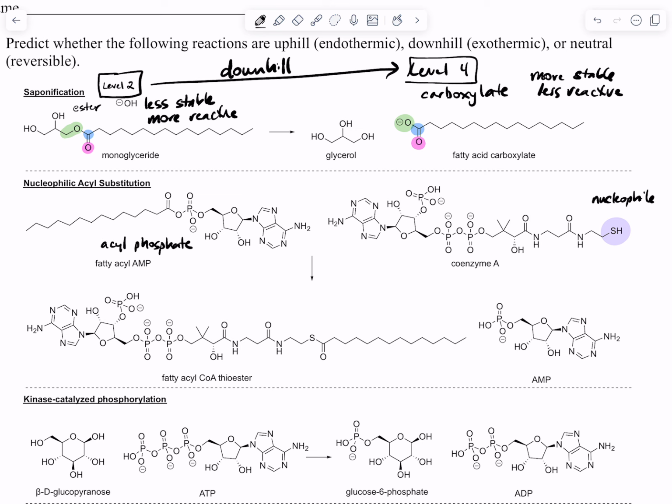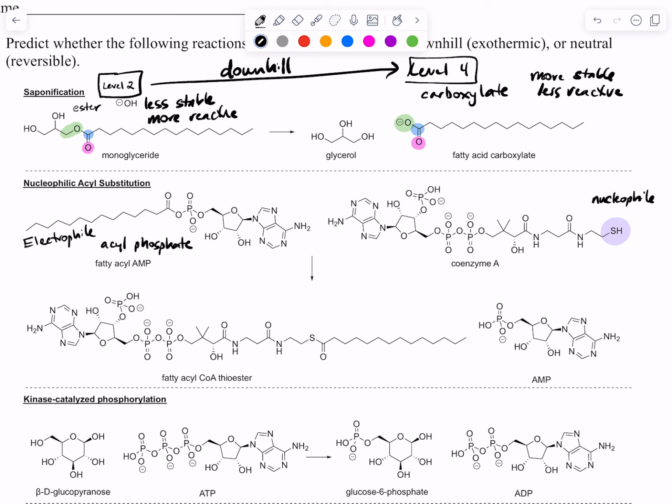Take a look at the products. I've already told you what the nucleophile is. That means that the acyl phosphate is likely the electrophile, meaning it's going to get attacked. See if you can find a carbonyl group attached to a leaving group, or alternatively, a phosphoryl group attached to a leaving group. Look at the products and see which atom in the electrophile got attacked.